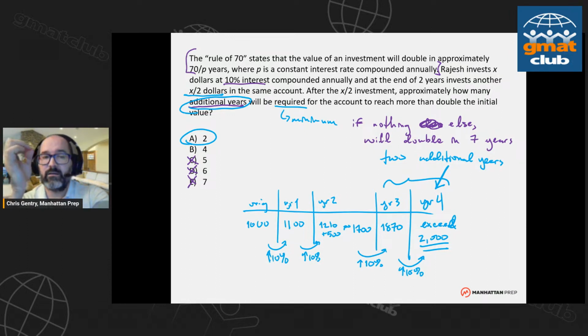The second thing I want you to notice is, again, go back to the idea of benchmarking. It gives you information to allow you to benchmark and say, if nothing else happens, if all else remains equal, this is when I would hit this goal. All else equal, this account is going to double in 7 years. Does all else stay equal? No. Rajesh adds in more. So we're not going to need 7 years. That, with the additional years, tells me that my required minimum is going to be less than 5.